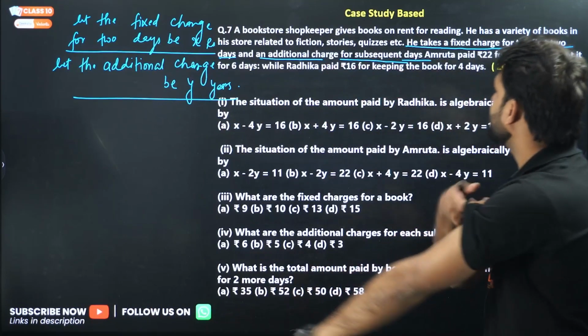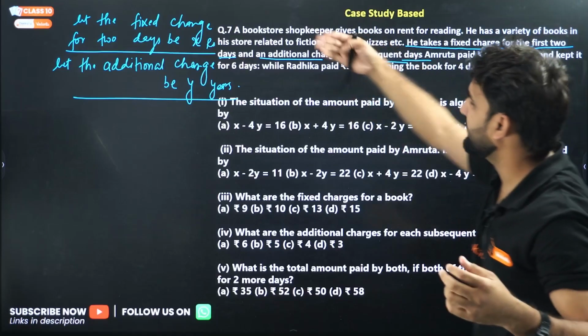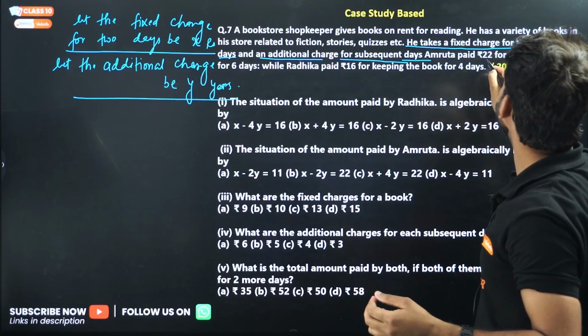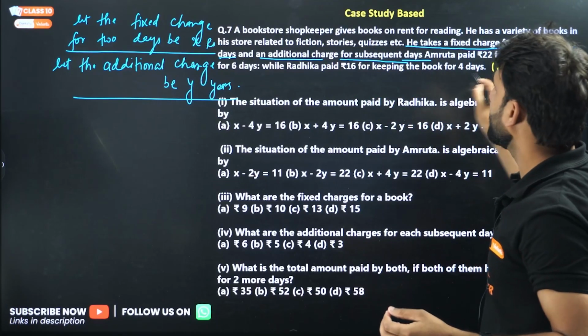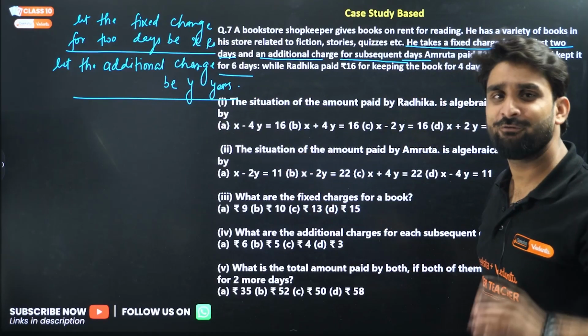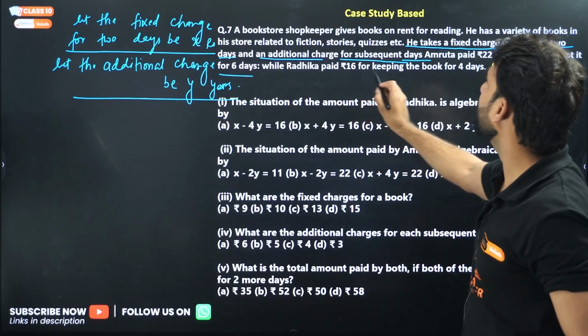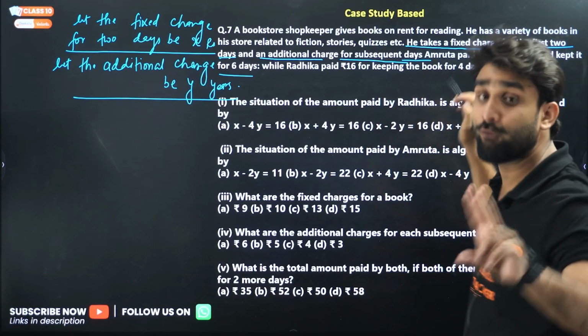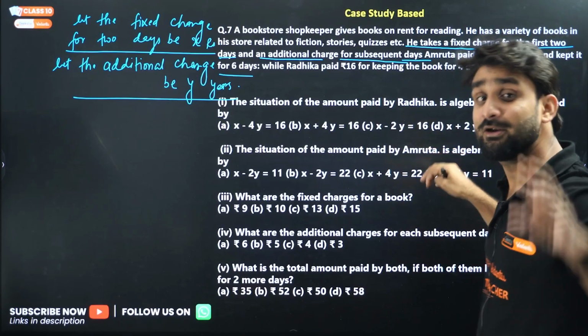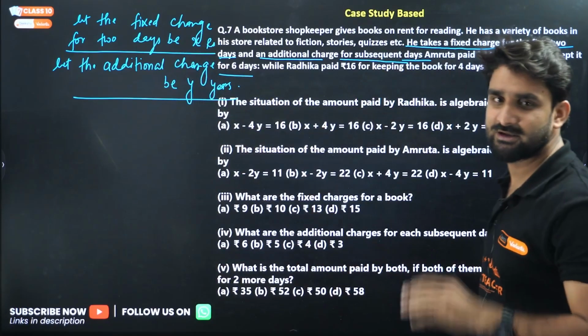Now come to the situation. Amrita has taken a book, and she paid 22 rupees for the book and kept it 6 days. Wow, so she exceeded 4 days more. Okay, Radhika paid 16 rupees for keeping the book for 4 days, so she has exceeded 2 more days, as per the information.